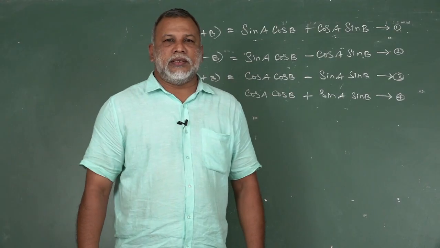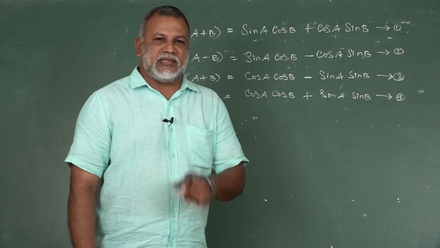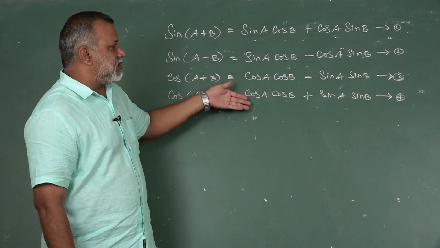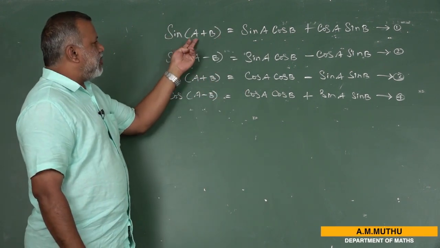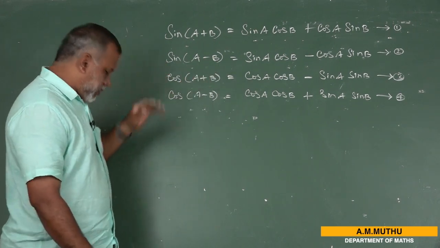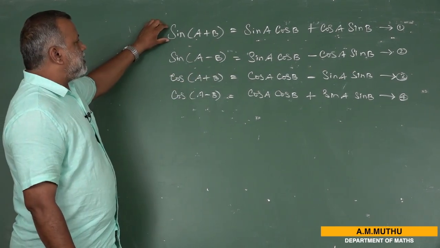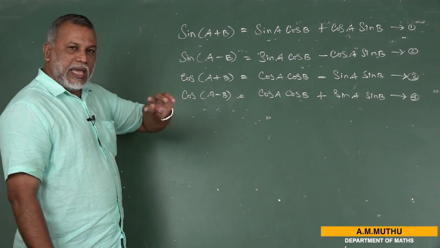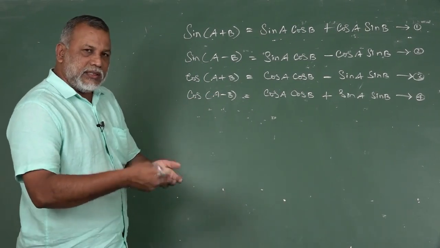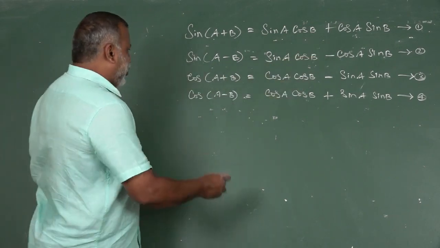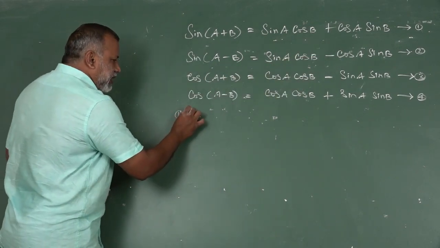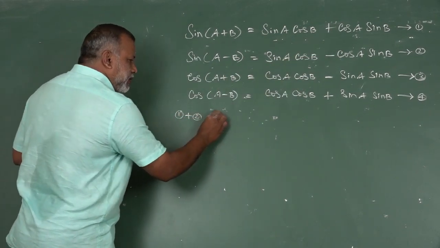Dear students, in the previous class we discussed these four formulas. These are called compound angle formulas, or sum or difference formulas, whatever you may call them. Now these four formulas can be modified to get new results. See here, equations 1 and 2, I am going to add equation number 1 and 2.